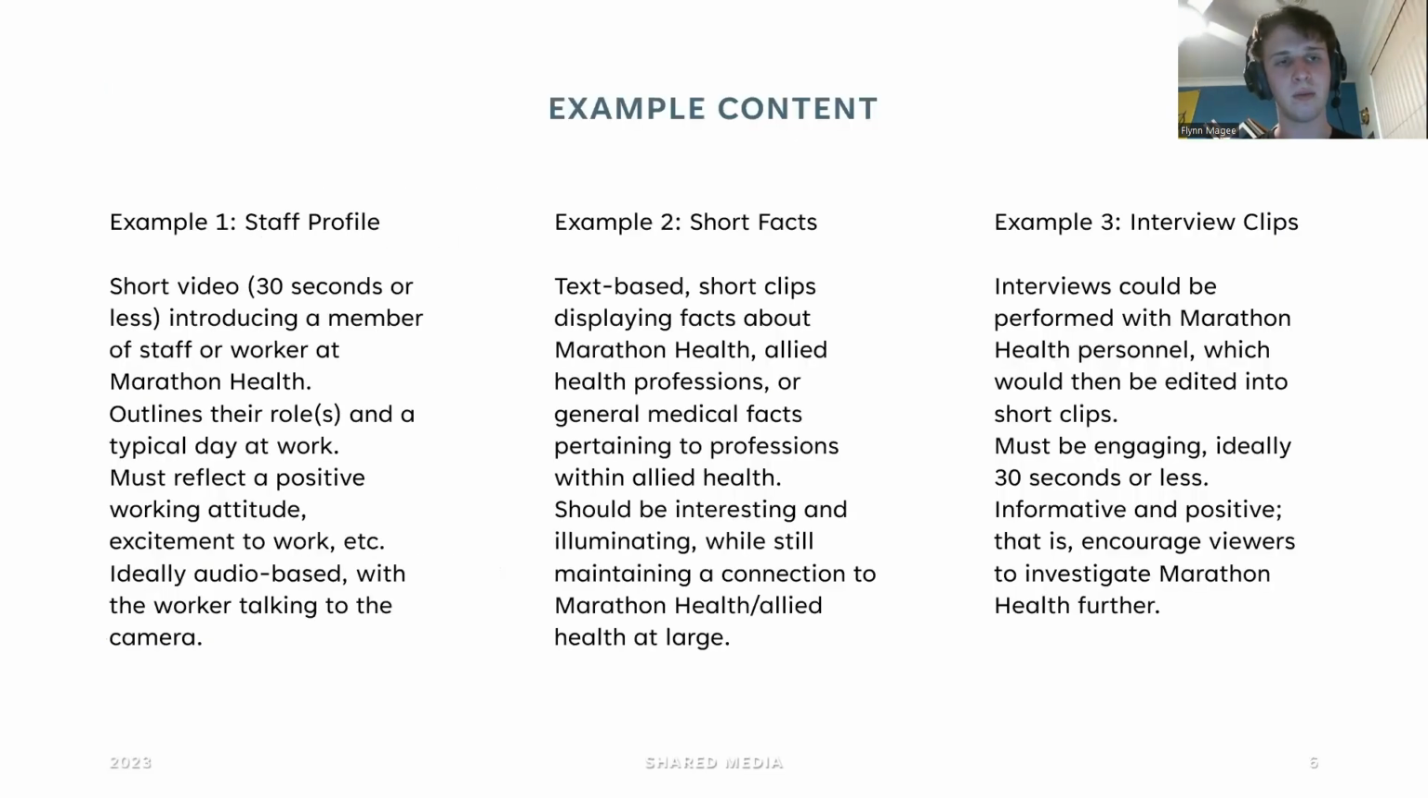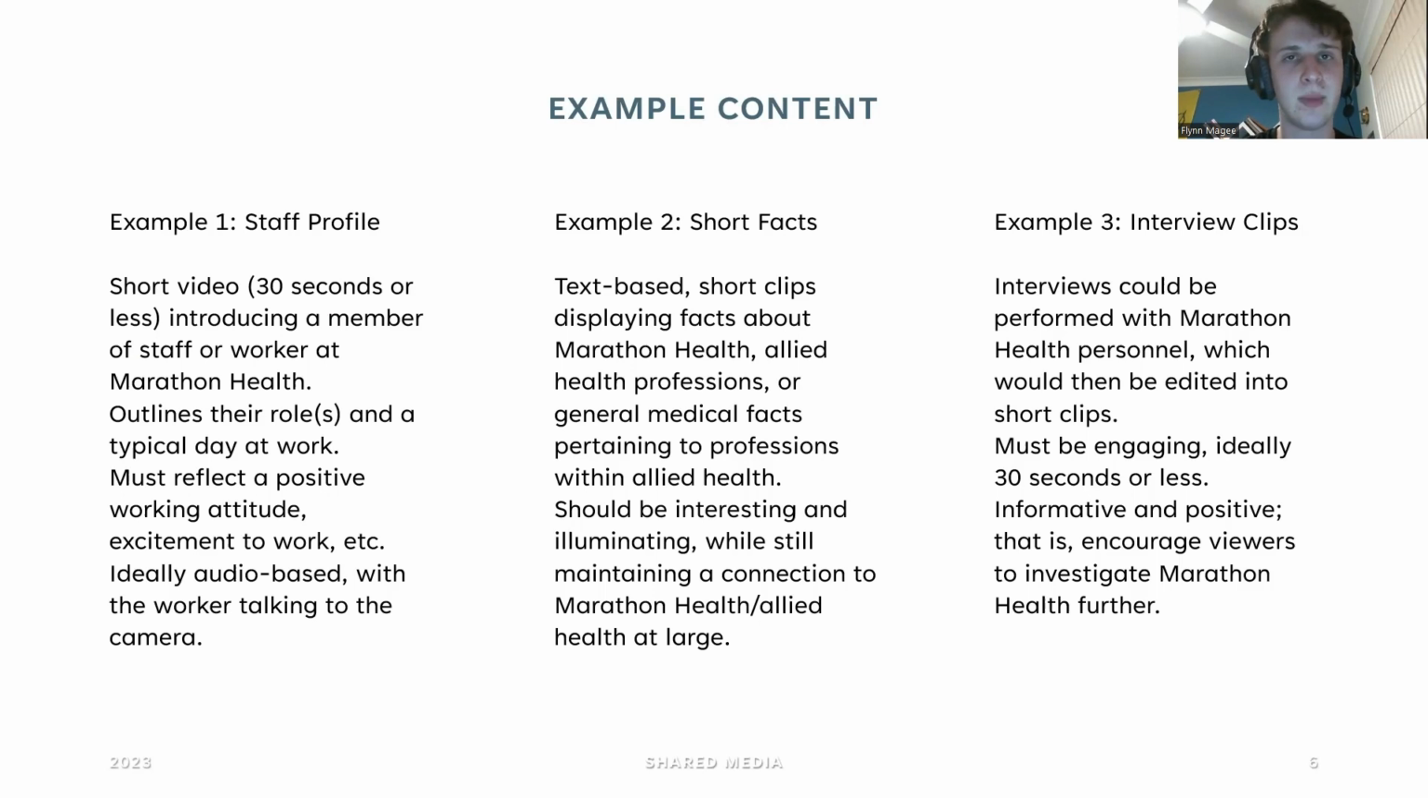So in terms of content that would be put onto the page, I've put together 3 examples. The first example is a staff profile. It would be a video of 30 seconds or less introducing a member of staff or a worker at Marathon Health. They'd outline their roles and a typical day in the workplace, and it must reflect a positive working attitude, excitement to work, ideally audio-based with the worker talking to the camera or interacting with the audience in some way.